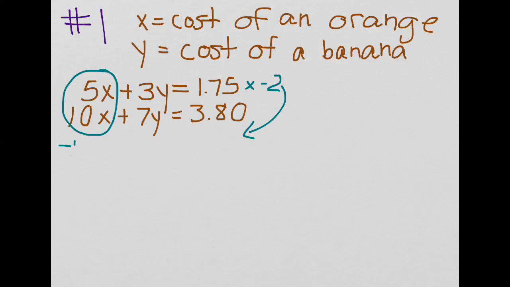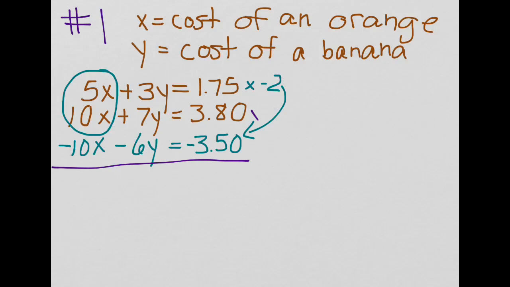5x times -2 is -10x. 3y times -2 is -6y. And $1.75 times -2 is -3.50. Now I'm just going to add these two equations together. I changed the top one and wrote it underneath in blue. 10x plus -10x is 0x. I have eliminated the x's.